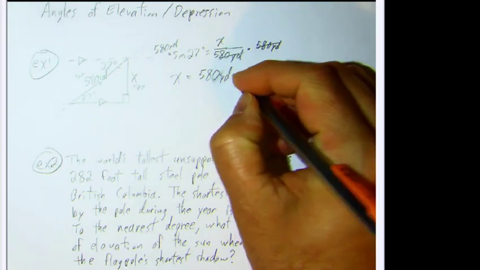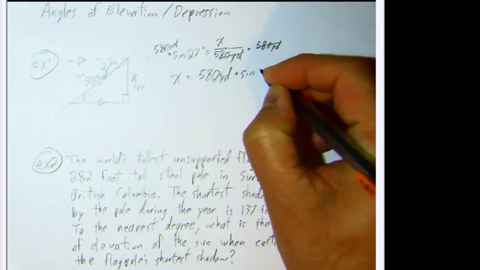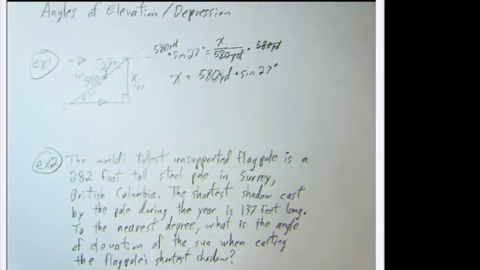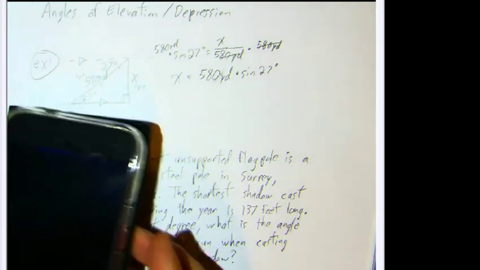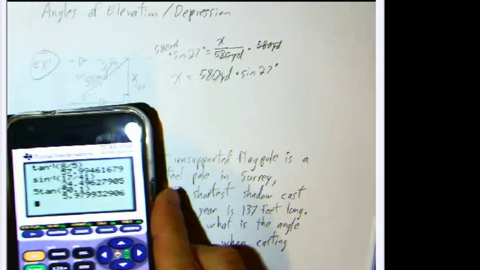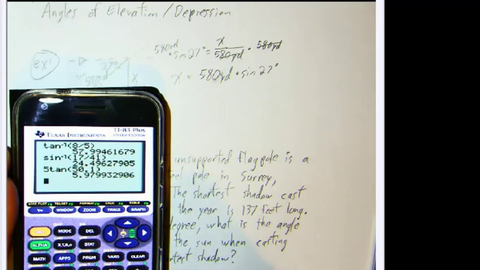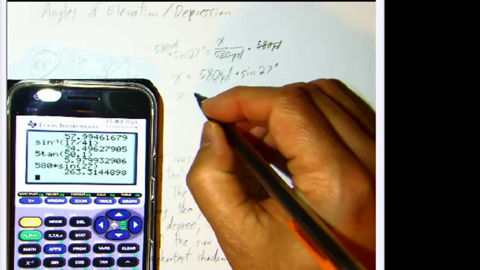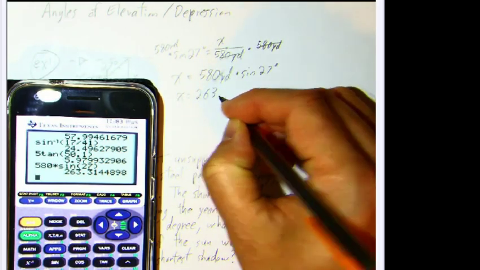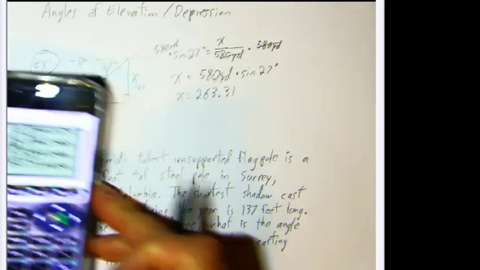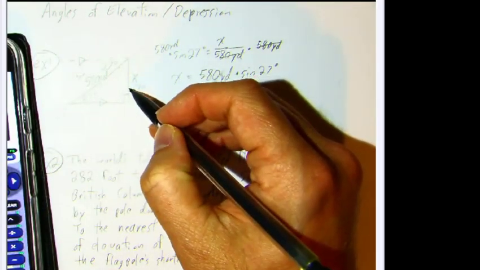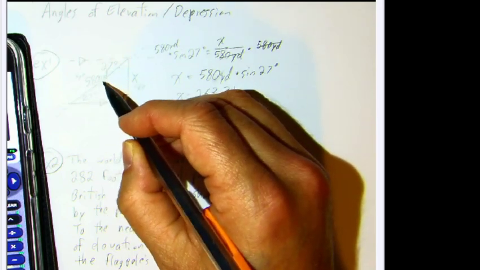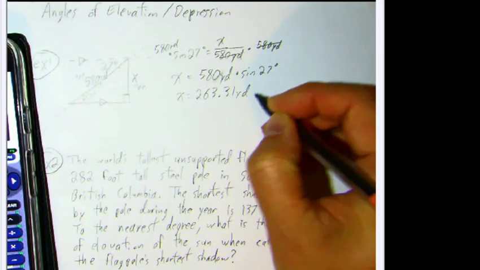580 yards times the sine of 27 degrees, which is a calculator type problem. Get my calculator turned on here. So we do 580 times the sine of 27 degrees. And I remember we are in degree mode, so I don't need to worry about that. So then x is going to equal 263.31. Now this is a distance, and the distance we used to calculate it was in yards, so this is going to also be in yards.